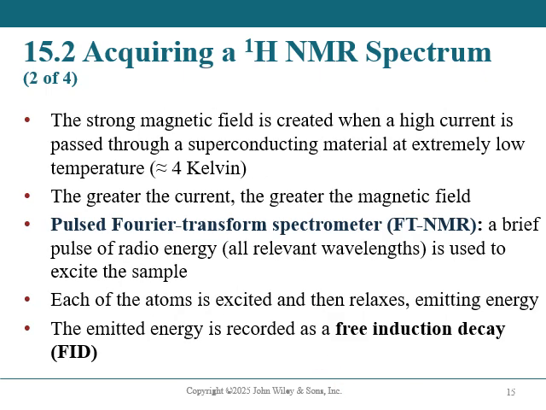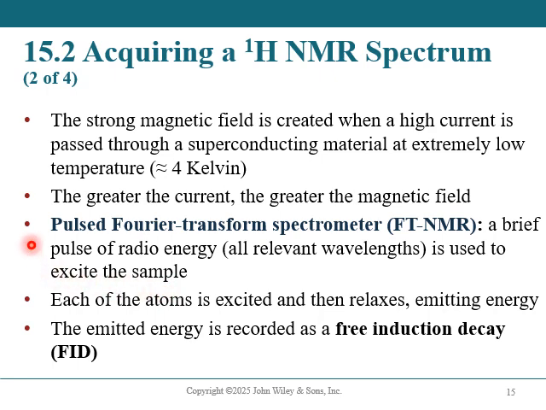A strong magnetic field is created when a high current is passed through a superconducting material at extremely low temperature. These are type 1 superconductors, about 4 Kelvin. This is very, very low temperature, usually the temperature of liquid helium. The greater the current, the greater the magnetic field. So as you can imagine, working at such low temperatures is quite expensive. So NMR, in terms of practicality, is quite an expensive technique, especially if you want high resolution.